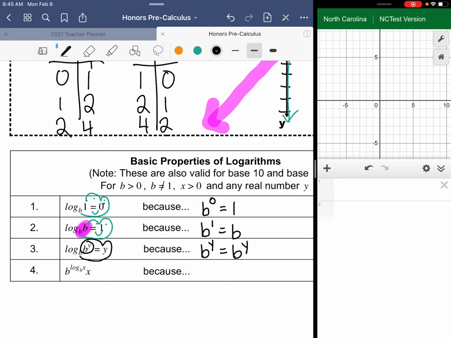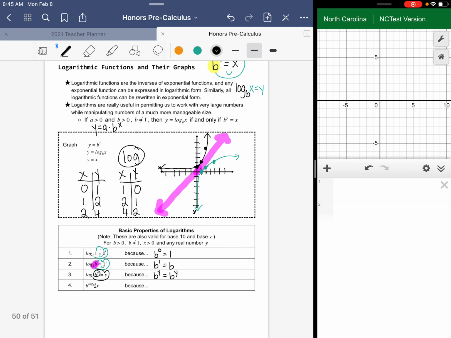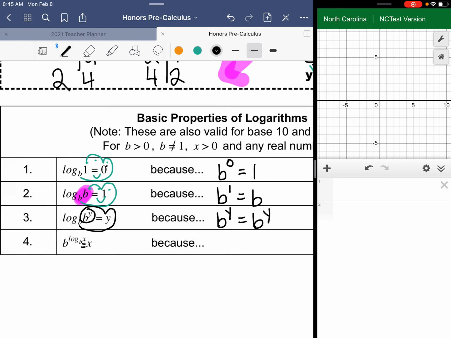Okay. And finally, if I do the backwards option of that, if I have the base raised to a logarithm that has the same base, then it's just going to equal x. Okay, so a lot of these properties you're going to see form out when you're doing them, but these are definitely 4 shortcuts that you can remember.